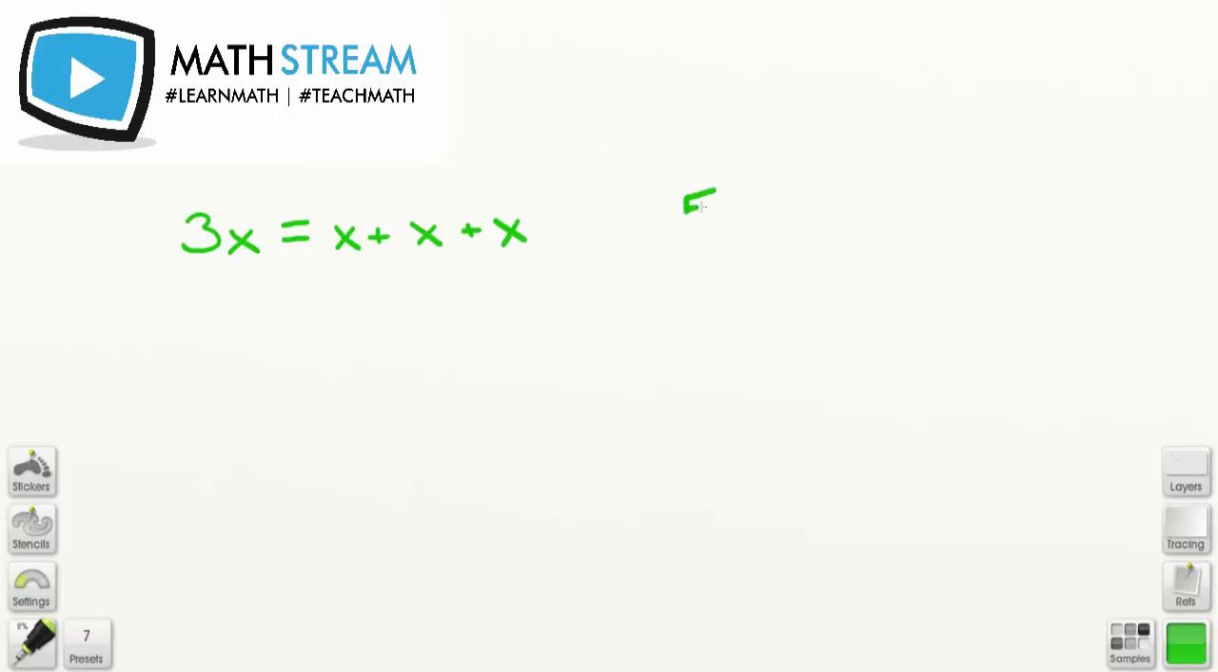Another example, let's say we had 5x. That would be the same as saying we have 5 x's. So that would be x plus x plus x plus x plus x. So those are 5 x's.